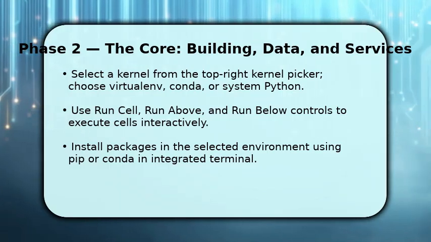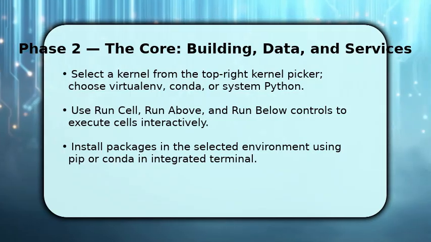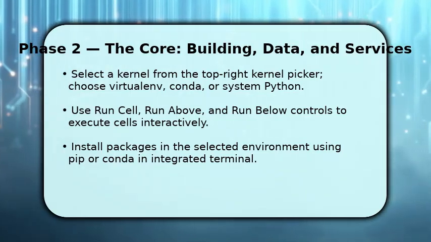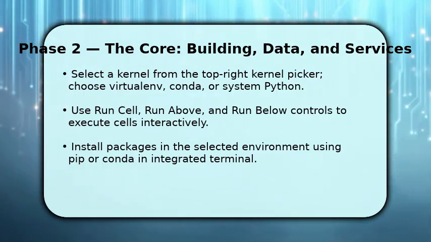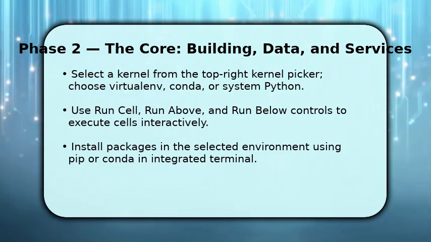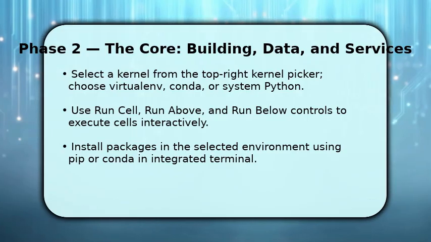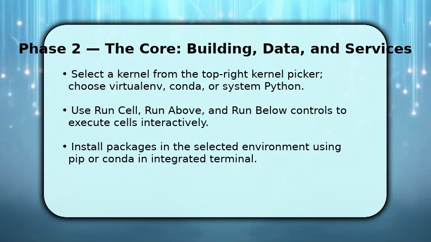You can run individual cells with Run Cell or use Run Above and Run Below for block execution. Watch output inline and variable state in the Variables pane. If a package is missing, open the integrated terminal, activate the same environment, and pip install or conda install the package so subsequent cells can import it without errors.